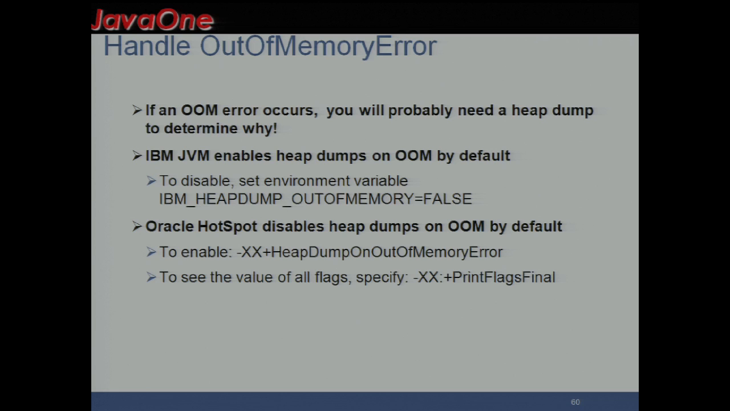So if an out-of-memory error occurs, you're probably going to need a heap dump to see what was using the memory. The IBM J9 JVM enables them by default. You can disable it, of course, if you don't want that. The Oracle HotSpot does have them disabled by default. So if you want heap dumps with HotSpot, you have to enable it, and I highly recommend that you do this. You're only going to get a dump if you get an out-of-memory error. You're not going to get a dump for any little thing that goes wrong, and it's really useful. But of course, if in the field in production you're getting lots of out-of-memory errors and it's overwhelming the customers' servers, you can turn it off.